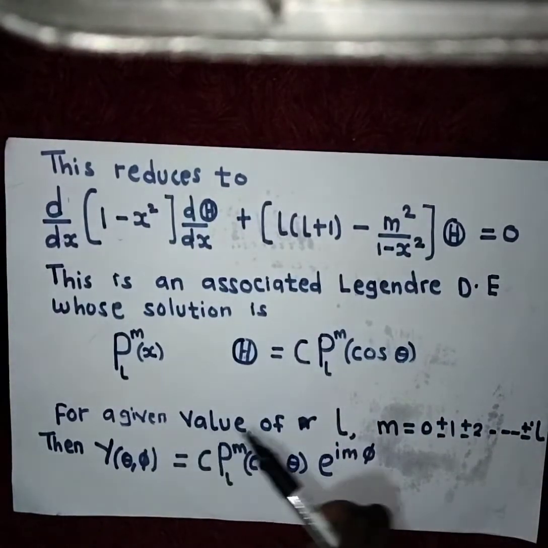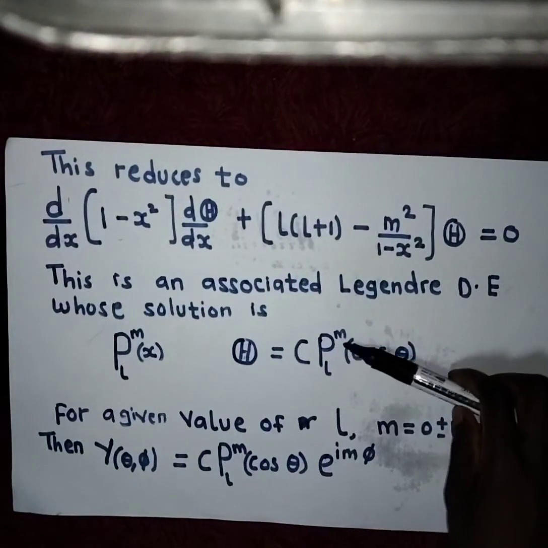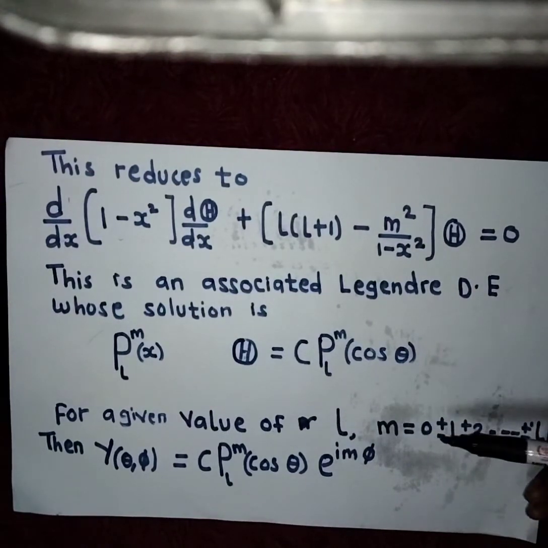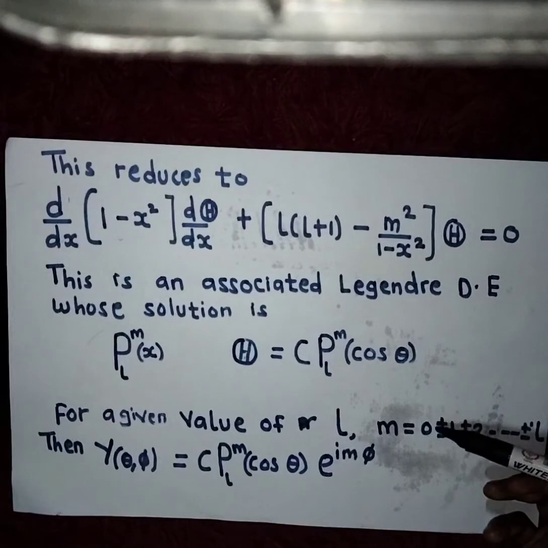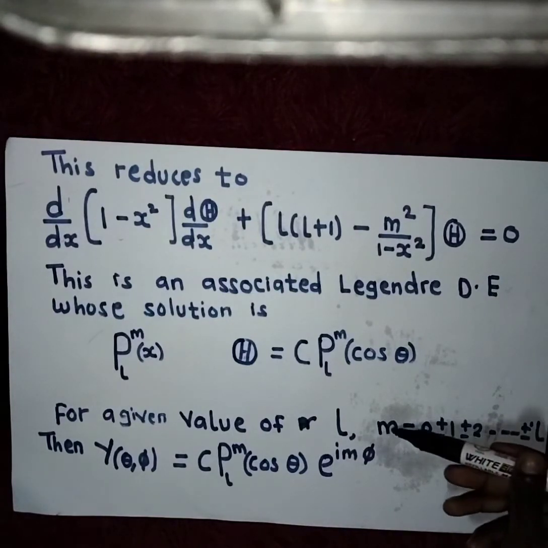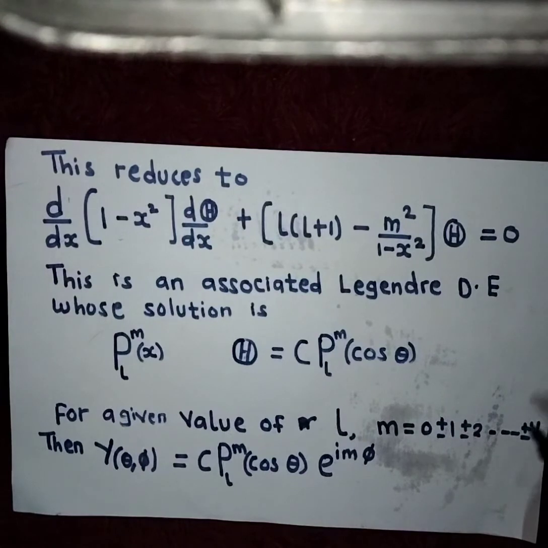For a given value of L, there are conditions for this one to hold. For a given value of L, there must be a positive or negative value of M. So M will be 0, plus or minus 1, plus or minus 2, until we reach plus or minus L, the value we are given.